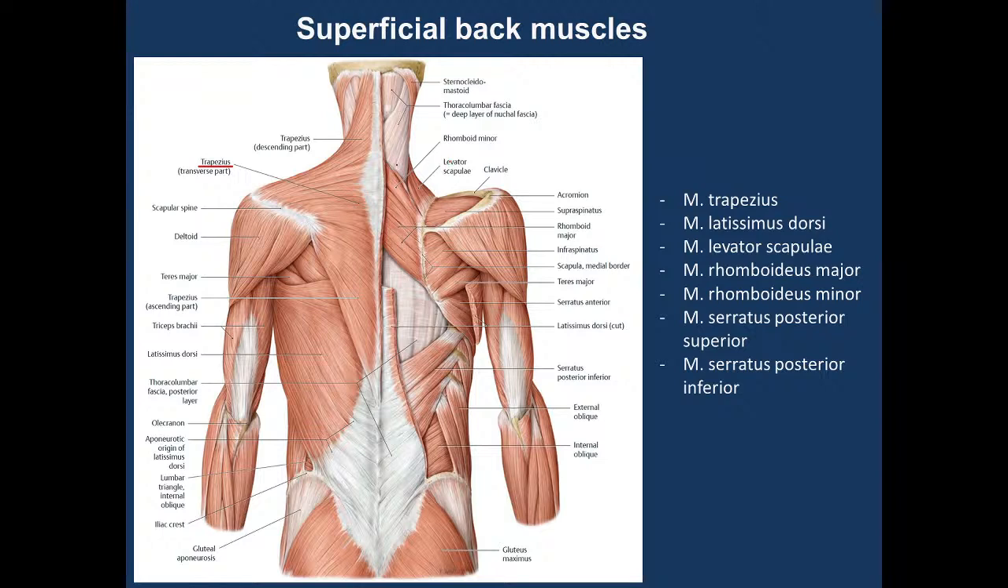Here I will show you all superficial back muscles. First of all, it is trapezius. This is a big muscle located on the surface of the back, and even on the neck. Don't be confused, the border between neck and back is on this line, but the superior part of the trapezius is located in the neck, and even in the head.